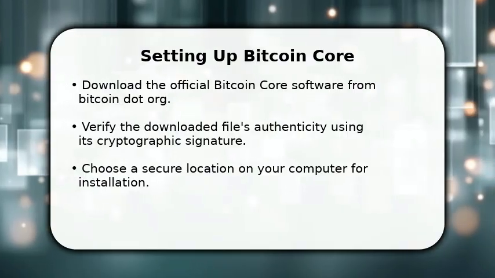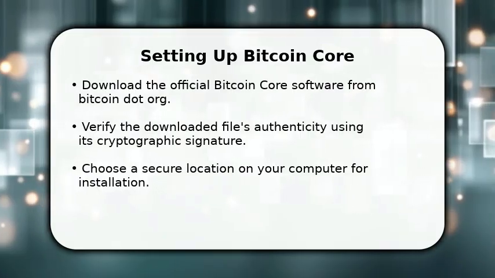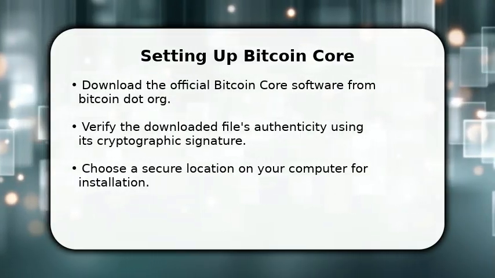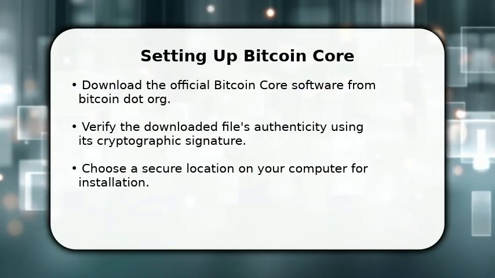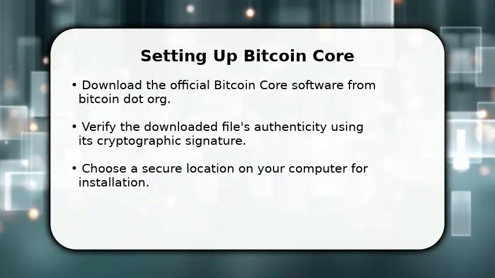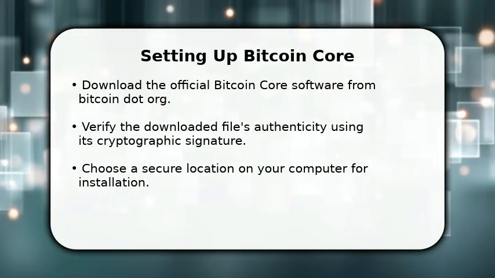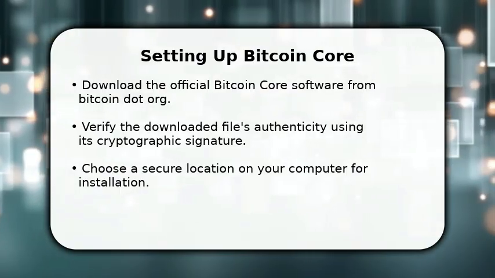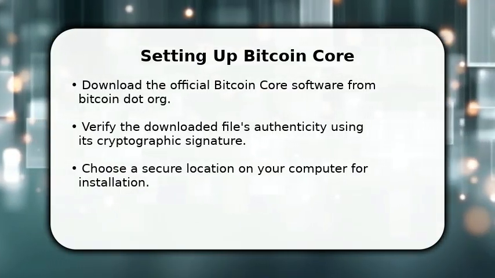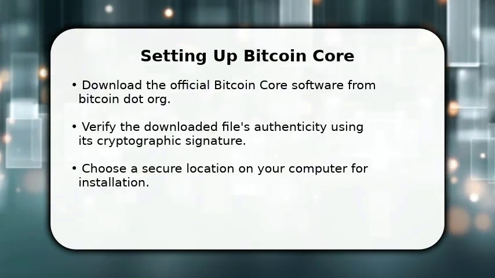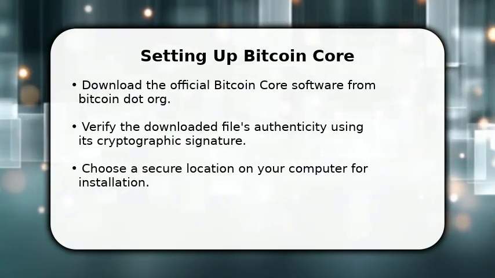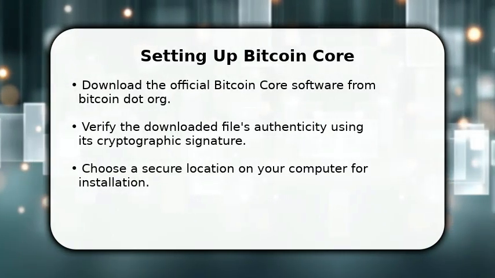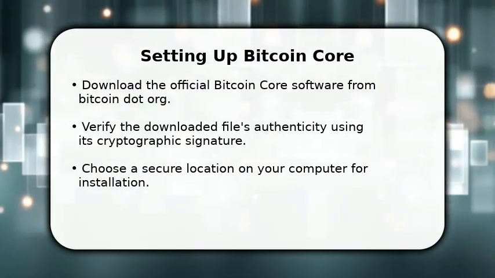In this video, I will show you how to set up Bitcoin Core, the original Bitcoin client. First, navigate to the official bitcoin.org website to download the software. It is crucial to verify the downloaded file's authenticity using its cryptographic signature to ensure you have the genuine program. This step protects you from malicious versions.